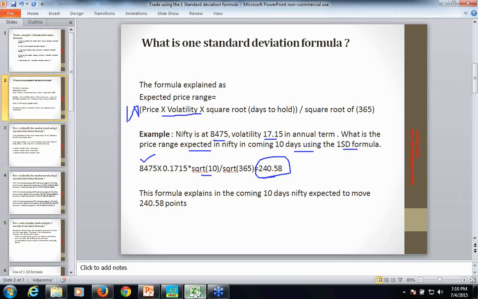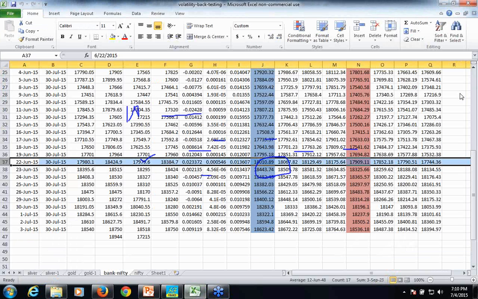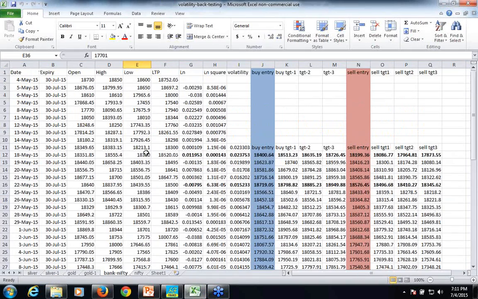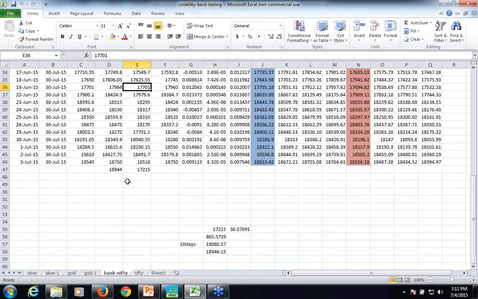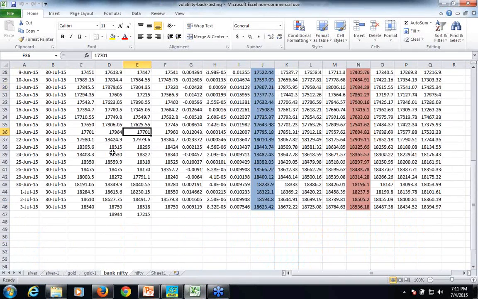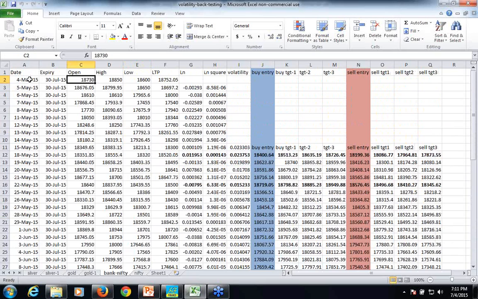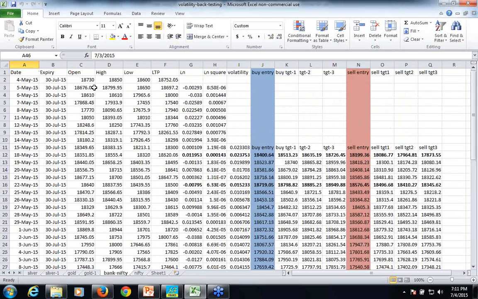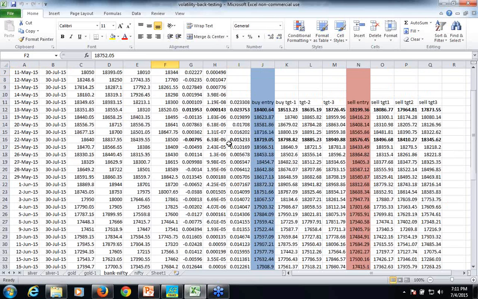So let me explain whether it has worked out before. The price range I have derived, whether it has worked out. I am just taking one simple example here for Bank Nifty. I have taken the data from 4th May to 3rd July, all open, high, low, last traded price data, for this July series.